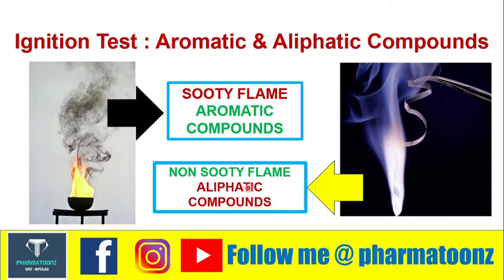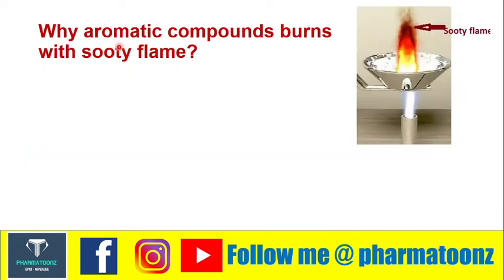Now the question arises in our mind: why does an aromatic compound burn with a sooty flame? What kind of characteristic is available in aromatic compounds? Say, for example, this is one of the aromatic compounds. It is the structure of naphthalene. If you look at the structure of naphthalene, in aromatic compounds the carbon to hydrogen ratio is almost always high. Second thing, it is a cyclic structure.